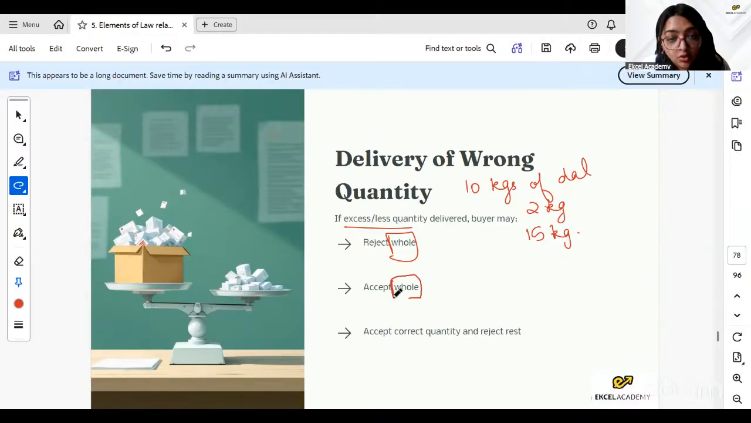You can accept the whole, that is, you can accept the 15 kg. Or accept the correct quantity and reject the rest. So you can accept 10 kg and return the extra 5 kg. All right, so it is up to the buyer to decide what to do when the goods have been delivered with a wrong quantity.